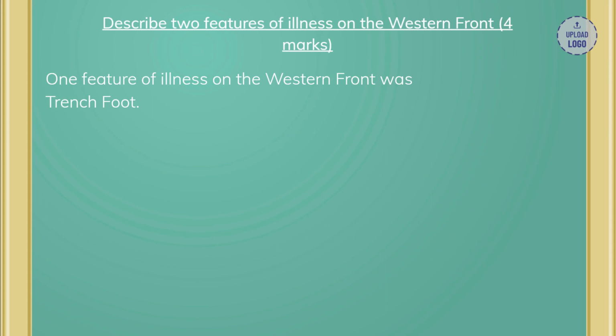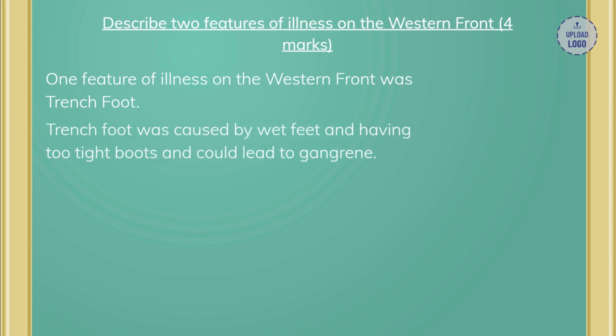So firstly, we are going to start with our first feature. It is easiest with this type of question to start with an illness from the Western Front. So, one feature of illness on the Western Front was trench foot. Next, we need to give a supporting detail to gain our second mark. Trench foot was caused by wet feet and having too tight boots and could lead to gangrene. I have given both the cause and result here just to ensure I have enough detail to gain the second mark.